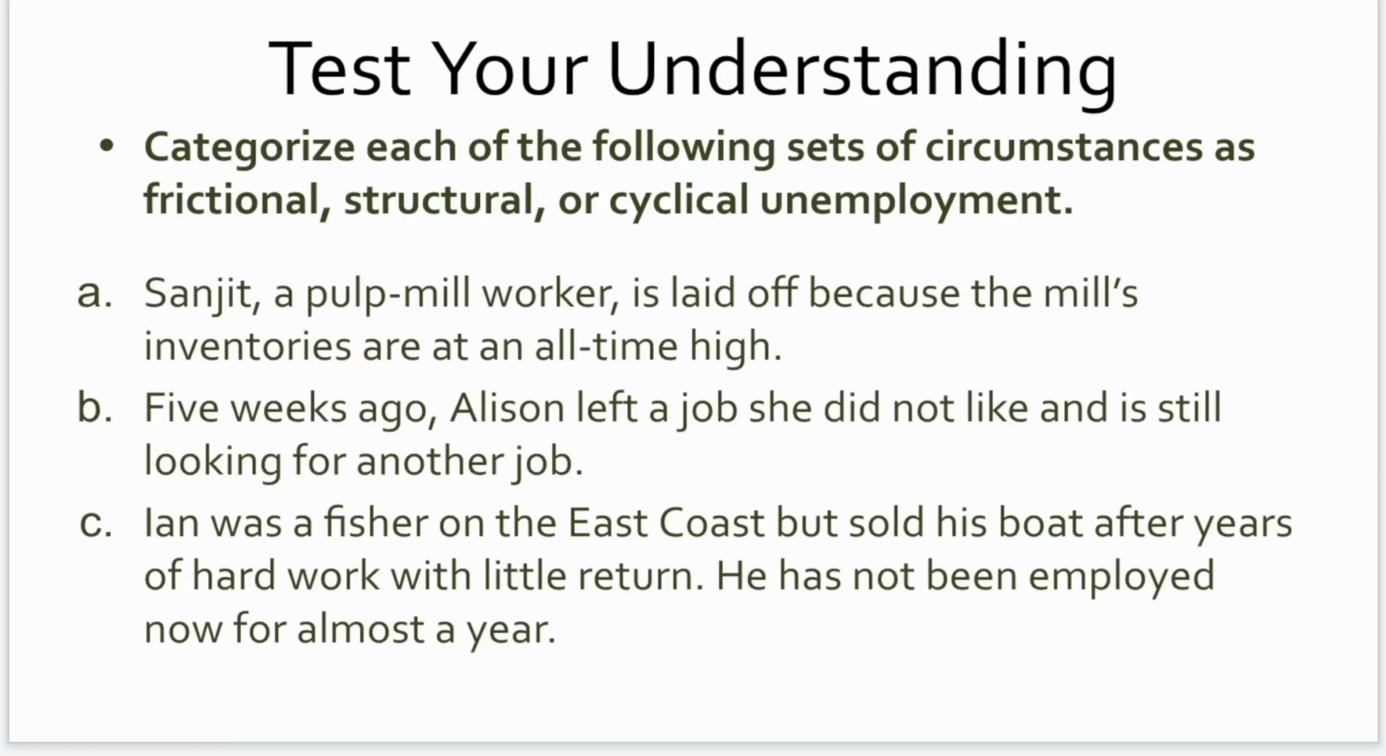Let's take a look at an example just to put a finer point on this idea of different types of unemployment. Categorize each of the following sets of circumstances as frictional, structural, or cyclical unemployment. The first one: Sinjet, a paper mill worker, is laid off because the mill's inventories are at an all-time high. Well, paper is in inventory, people are not buying it, it's a good sign that the economy is slowing down. Because of that, Sinjet has to get laid off while the paper mill sells some of its inventory. It takes some time to sell some of its inventory.